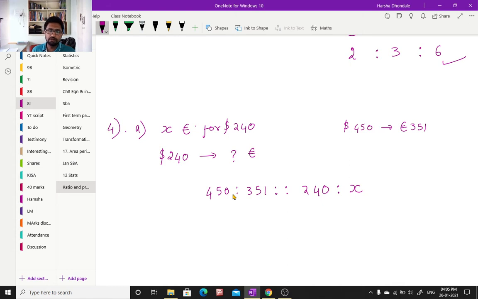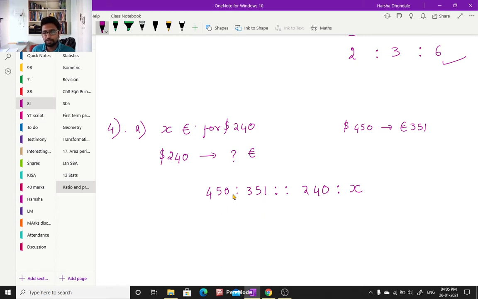See the order here. This is dollars and this is euros. This is dollars and this is euros. So the order is correct. Dollar is to euro, dollar is to euro. Here it is saying that $450 is giving me 351 euros. So next it is asking, $240 is giving me how many euros.